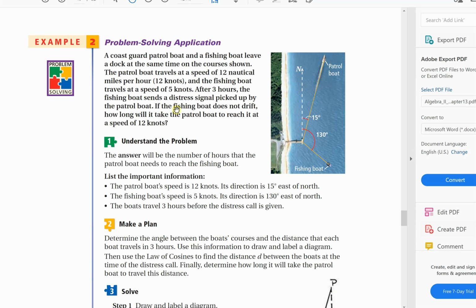If we go back here, here are some other examples. A Coast Guard patrol boat and a fishing boat leave a dock at the same time on the courses shown. The patrol boat travels at a speed of 12 nautical miles per hour, and the fishing boat is at 5 knots. After 3 hours, the fishing boat sends a distress signal, picked up by the patrol boat. So the fishing boat's going kind of southeast, the patrol boat's going kind of northeast. If the fishing boat does not drift, how long will it take the patrol boat to reach the fishing boat at a speed of 12 knots?